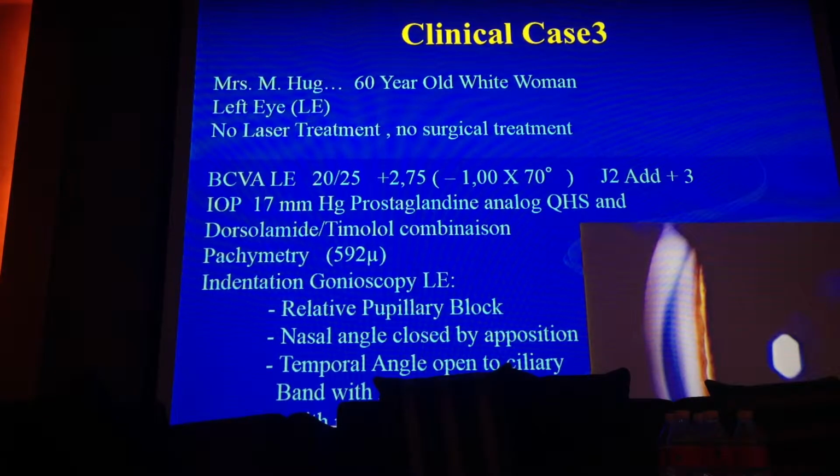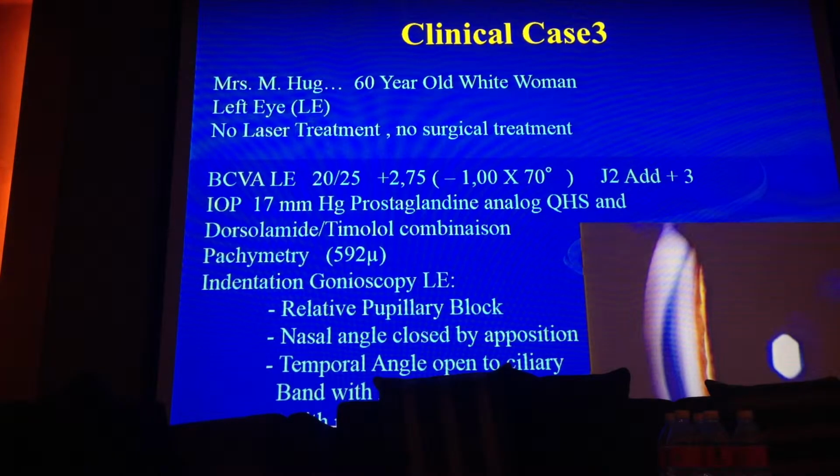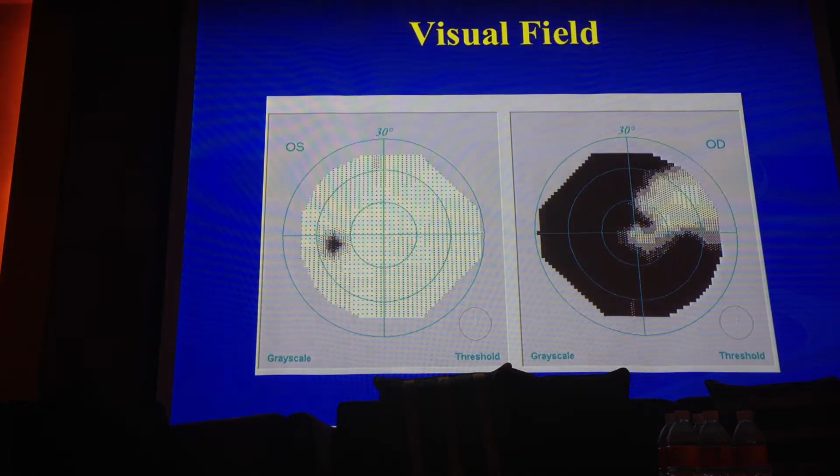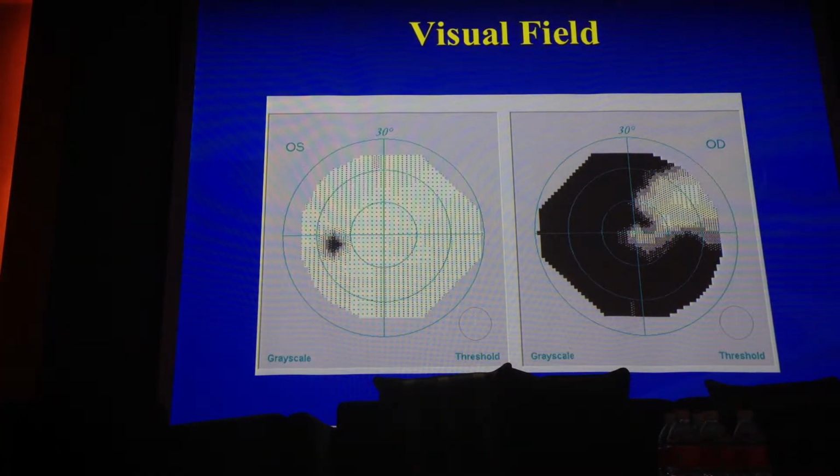On the other eye, the pressure is maintained by drops, and we can see with the gonioscopy that in the temporal part we can see the angle with pigmented lesion, but on all the other parts the angle was closed. So the doctor refers the patient with this kind of visual field.